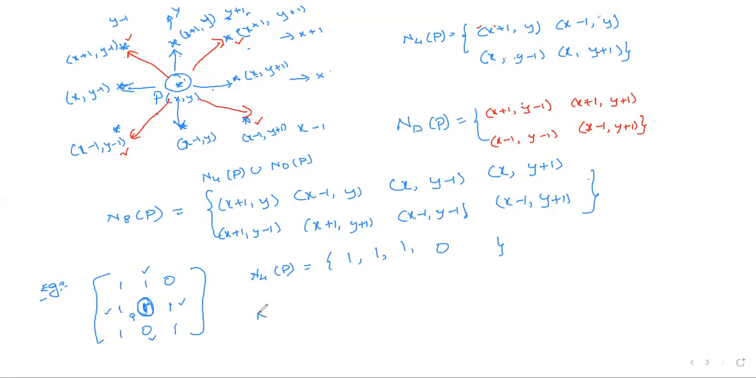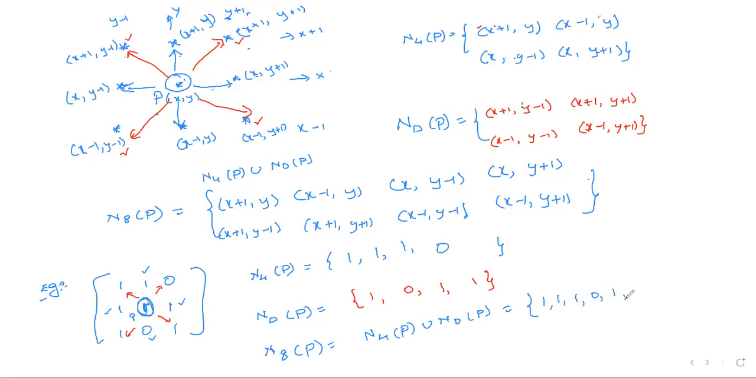Okay. Next, ND of P. ND of P means diagonal pixels. So what diagonal pixels are there? 1, 0, 1, 1. These are diagonal pixels. Next, N8 of P. N8 of P means N4 union ND of P. That means 1 comma 1 comma 1 comma 0, 1 comma 0 comma 1 comma 1. So these are the neighborhood pixels.